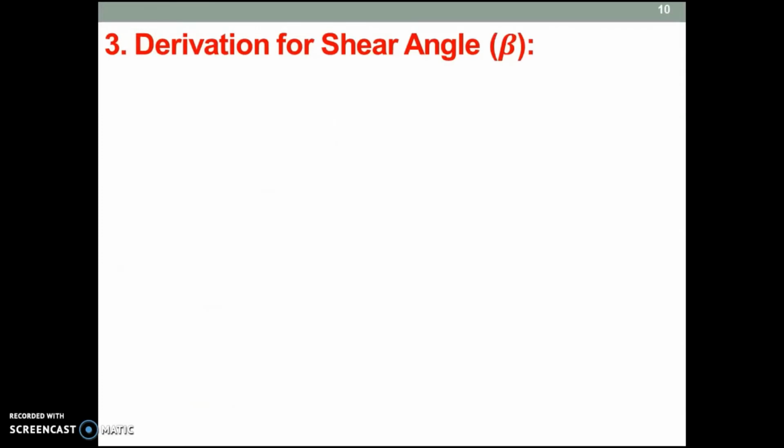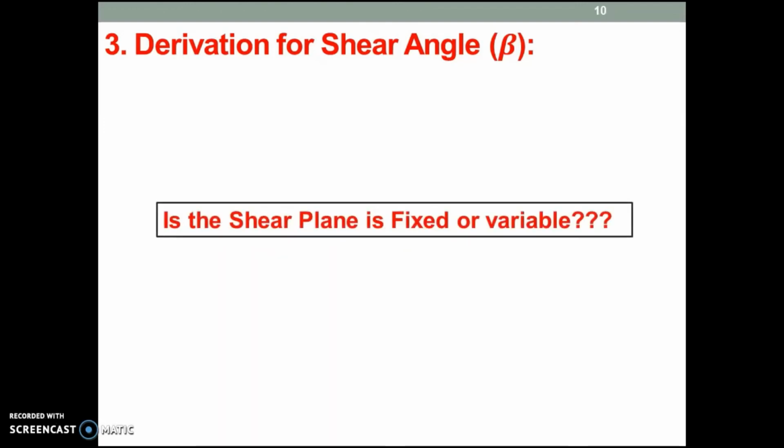Next we'll see the derivation of the shear angle. Before we start the derivation for the shear angle, beta, as you know, the shear angle comes from the shear plane. So I want to ask you one thing: is the shear plane fixed or variable? Try to think about it, and see you in the next class.